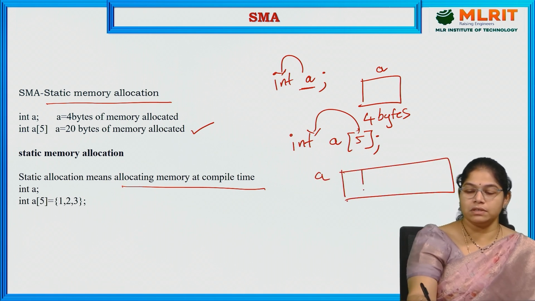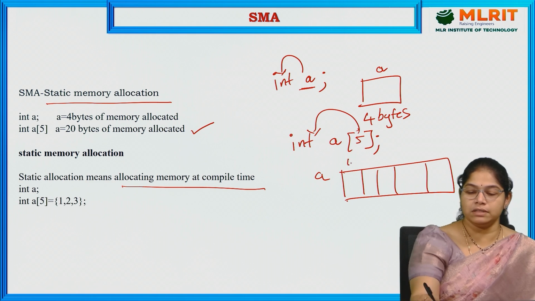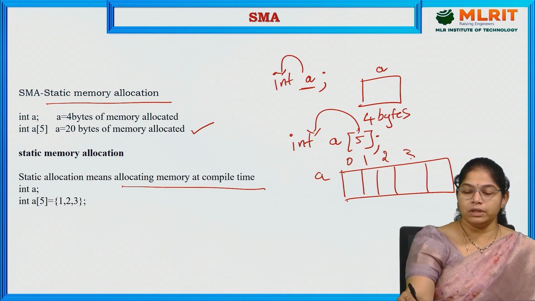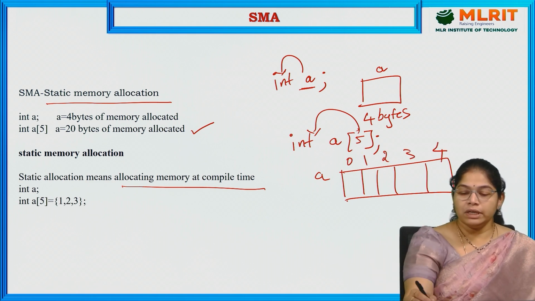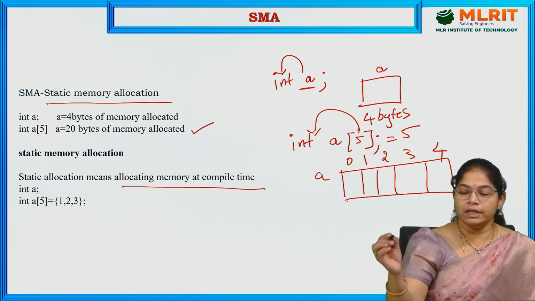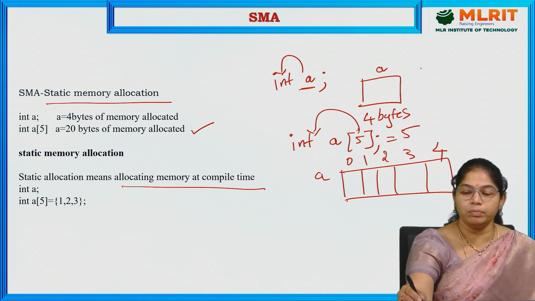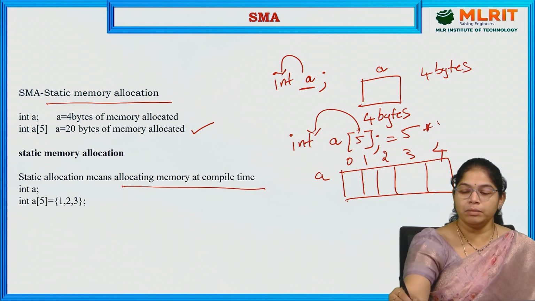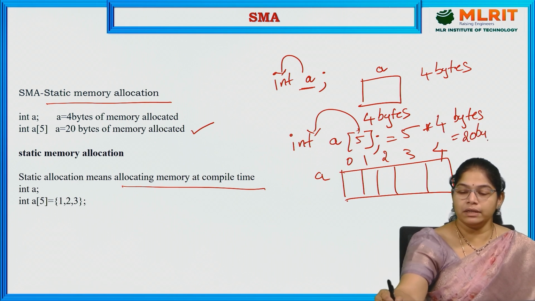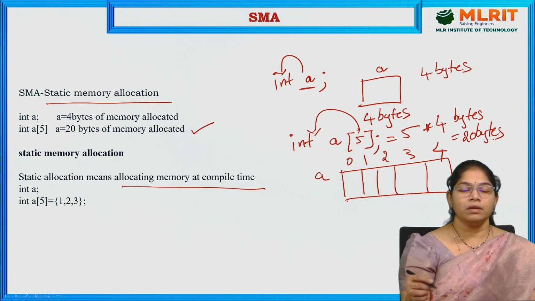Suppose this is the memory for the array; it starts with index 0 and goes up to index 4. So it can store up to 5 integer values. Each integer occupies 4 bytes of memory. So for these 5 integer values, the memory allocated is 5 into 4, that is 20 bytes of memory.